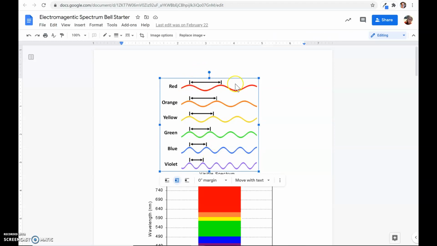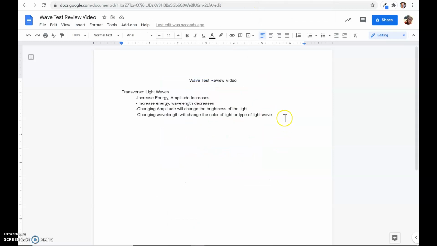So remember that red is long, and then ROY G. BIV are red, orange, yellow, green, blue, violet. Violet and blue are short wavelengths. Okay, very good. Next, we have longitudinal waves. And an example of longitudinal waves is sound waves.